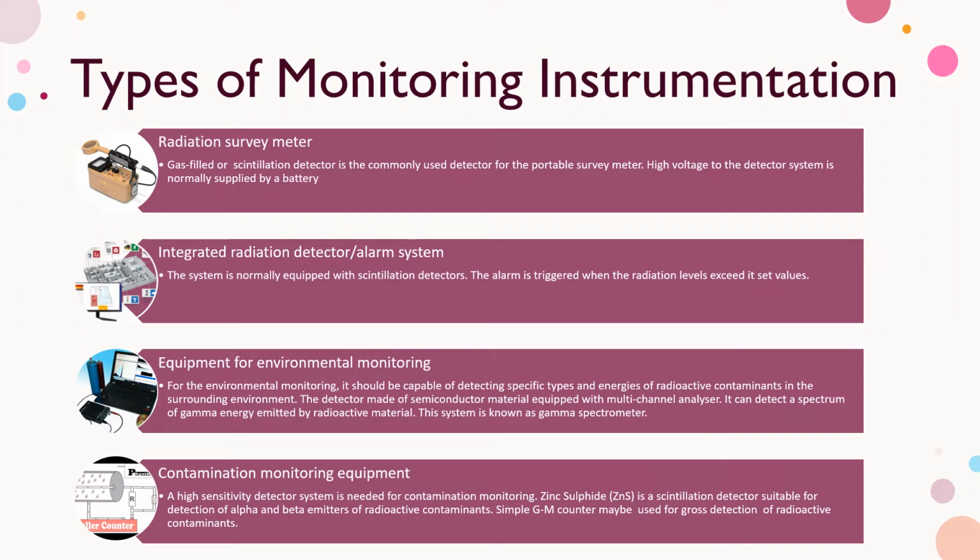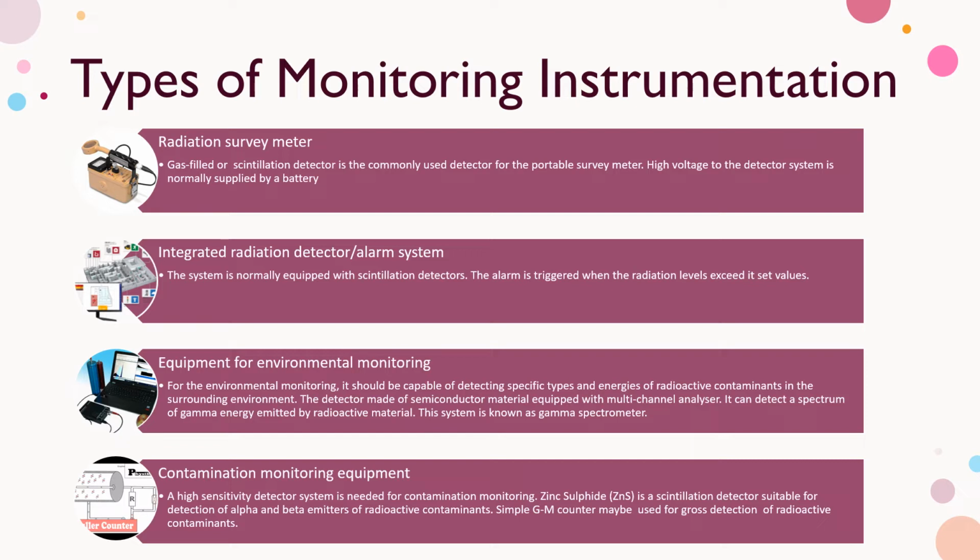Equipment for environmental monitoring. For the environmental monitoring, it should be capable of detecting specific types of energies of radioactive contaminants in the surrounding environment. The detector made of semiconductor material is equipped with a multi-channel analyzer. It can detect a spectrum of gamma energy emitted by radioactive material. This system is known as gamma spectrometer.